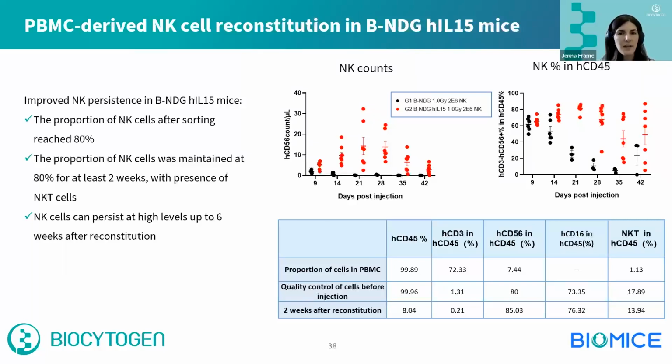So in this study, PBMC derived NKs were sorted and engrafted into either BNDG mice or the BNDG humanized IL-15 mice, which is shown by the red dots, and the parental is shown by the black dots. So as you can see here, NK cells were able to better persist over time in the humanized IL-15 mice, measured by both the cell counts as well as the proportion of NK cells in the CD45 population. And if you're interested to know this, NKT cells do persist in this model. So this would be of significant value.